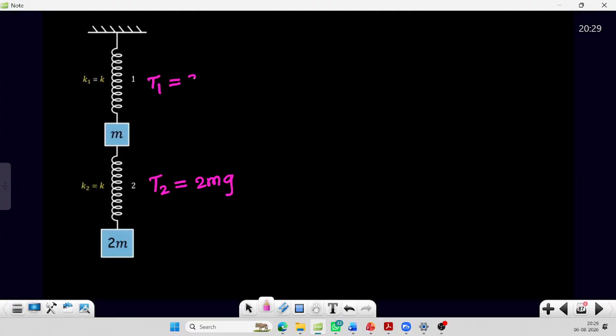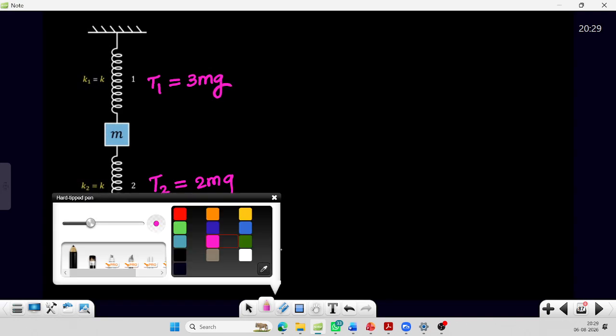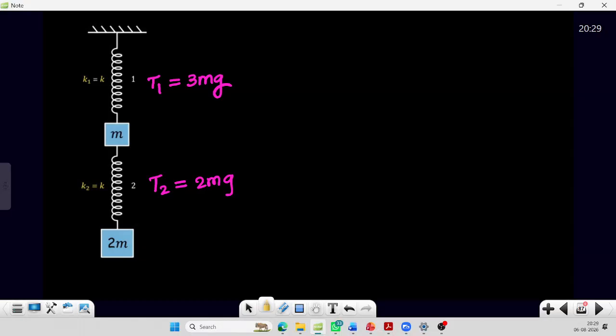Now here, the tension? 3 mg. 3 mg. Right. That's it. Now we can equate to the spring force. Here this is nothing but the spring force in the second spring, Fs2, and this is the spring force in the first spring, Fs1. So tell me, Fs2 will be equal to 2 mg, right?